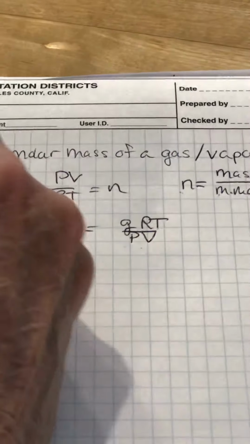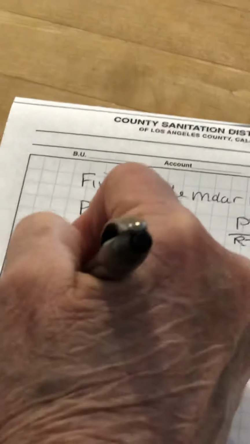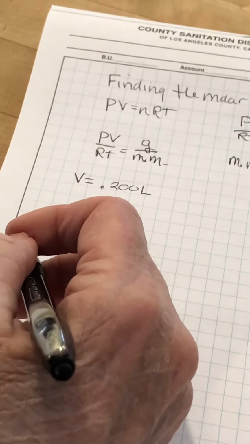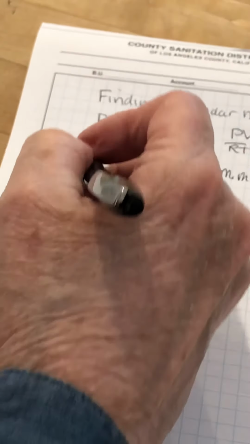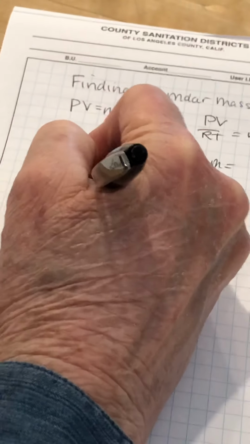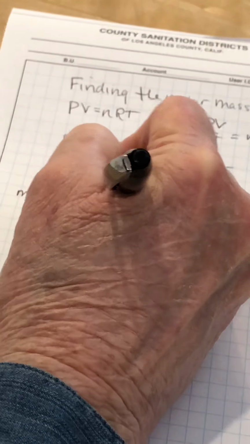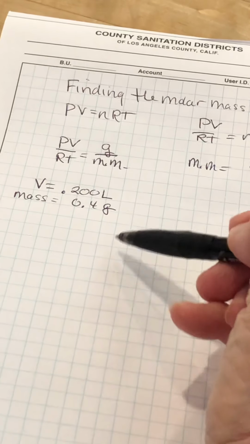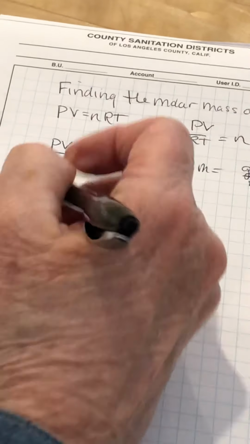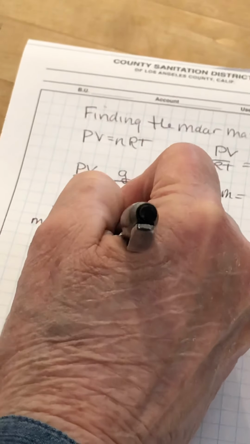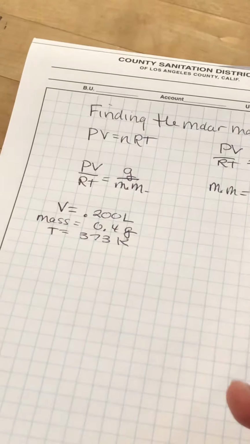So let's do a problem. For this particular problem, you have a volume of 0.200 liters. A little bit of an odd size, 200 milliliters for an Erlenmeyer flask. The mass of the gas that you would determine is 0.4 grams. That would be the difference between the empty flask and the flask plus the condensed vapor. Your temperature would be the boiling point of water, which is 373 Kelvin or 100 Celsius.